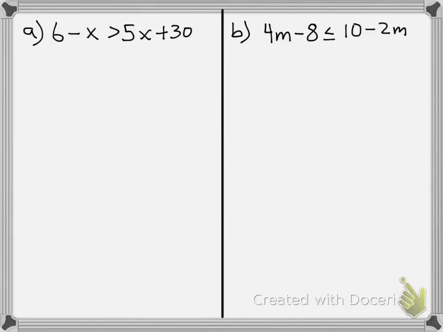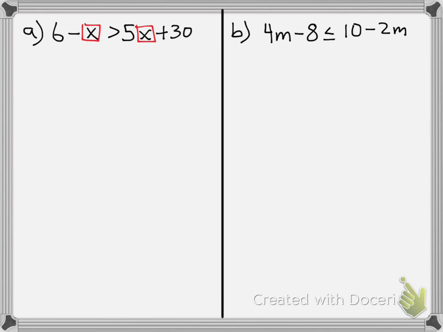This is solving inequalities with variables on both sides. So we're going to do A first, and then we'll work on B. The first thing we have to do is move the variable, which we call the old man. And we have two of them here. We have to move one of them to the other side with the other.